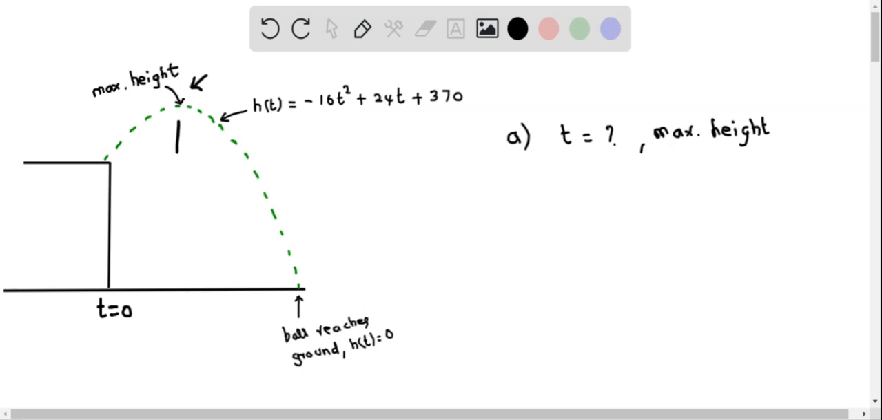So when the ball reaches the maximum height, at this point, its velocity is going to be zero. So let's use this condition, velocity equals zero, to determine the corresponding time and also the maximum height.